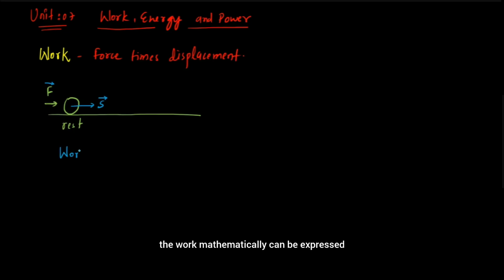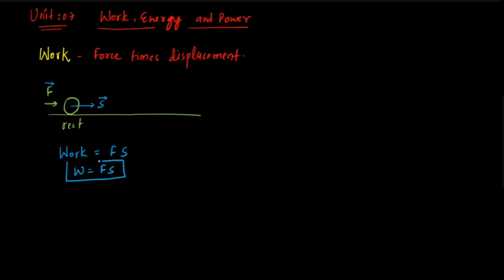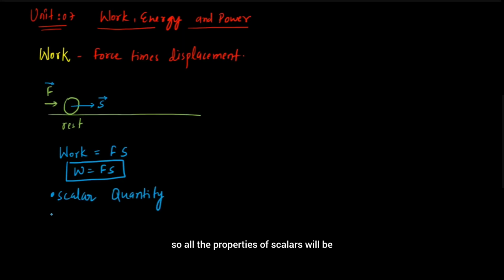The work mathematically can be expressed as force times displacement. Or you can write, work is nothing but the product of force and displacement. What we need to understand here is that work is a scalar quantity, so all the properties of scalars will be applicable here. As we talk about its unit, its unit is defined as newton meters, or we also call it joules.